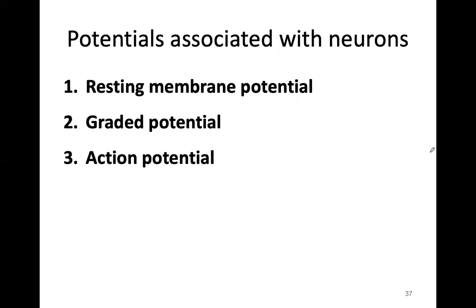I'm going to stop here. We're going to continue looking at the variation between resting, graded, and action potential, which are involved in the excitable cells, or neurons, of the nervous system.